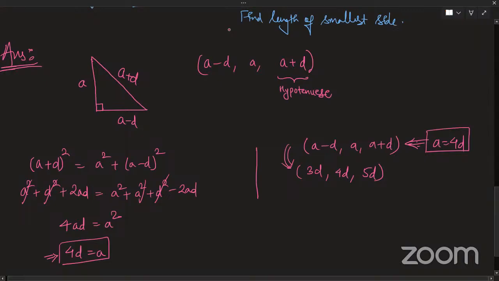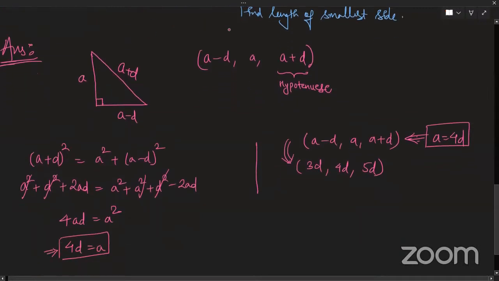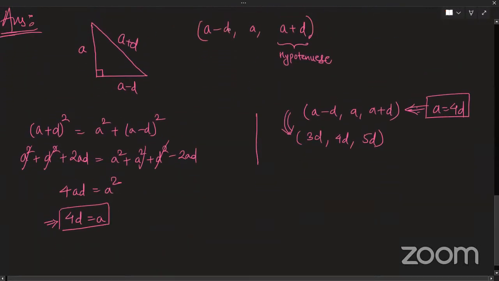And one more thing I know, that the area of the triangle is 24. So can you tell me which two sides should I take? My area is half into base into height. A and a minus d, correct. Absolutely correct. So half into a, a is basically 4d, and height is a minus d, that is 3d.